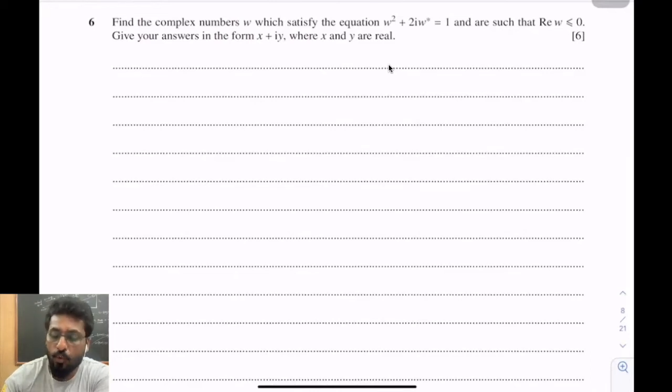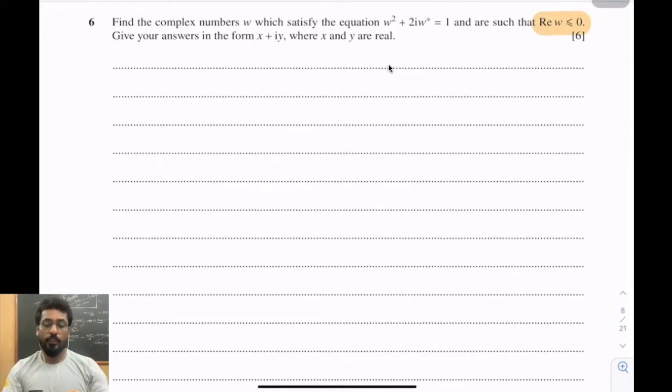So very important condition, students. You want to keep this in mind. Real part, Re omega, it means real part of omega. Omega is a complex number. It should be written as alpha plus i beta. Alpha is your real part. Beta is your imaginary part, right? So it is told that the real part should be either 0 or less than 0. Okay, so it will be negative answer. So real part of omega is less than or equal to 0. Give your answers in the form x plus i y, where x and y are real.